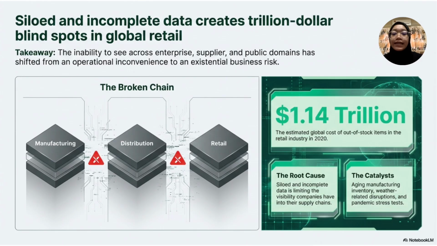Next, we will highlight the core problem in today's supply chain. Many organizations operate with siloed and incomplete data, limiting the visibility across manufacturing, distribution, and also retail. This has led to a major financial impact, including an estimated $1.14 trillion in global losses due to out-of-stock items. The root cause is the lack of integration across enterprise systems, suppliers, and external data sources. So factors such as aging inventory, weather disruption, and global crises have further exposed these businesses.